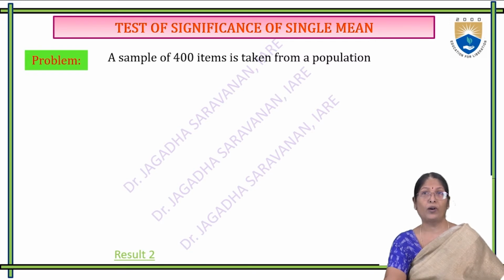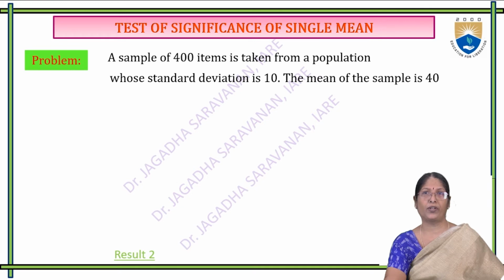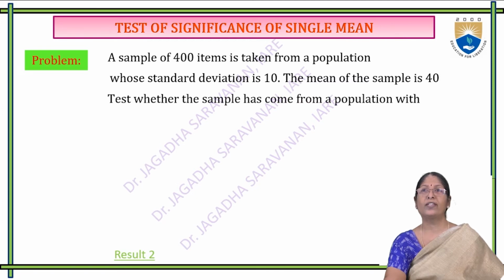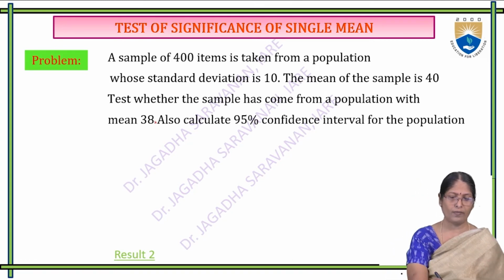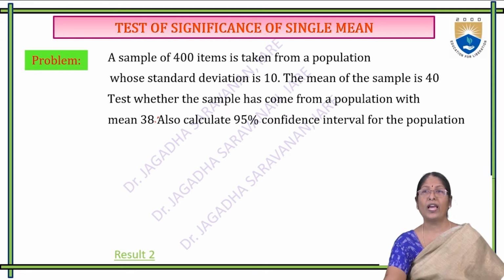So a sample of 400 items is taken from a population whose standard deviation is 10. The mean of the sample is 40. Test whether the sample has come from a population with mean 38. Also, calculate a 95% confidence interval of the population.